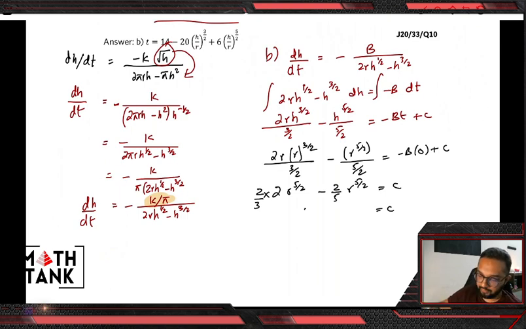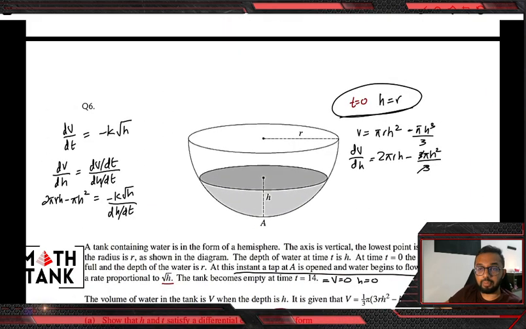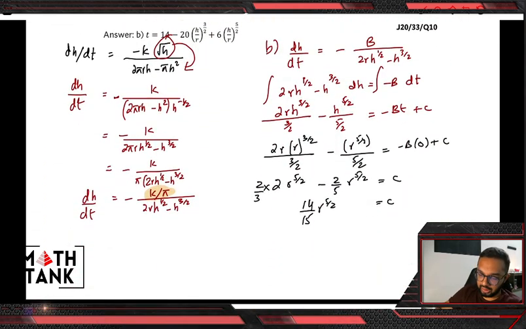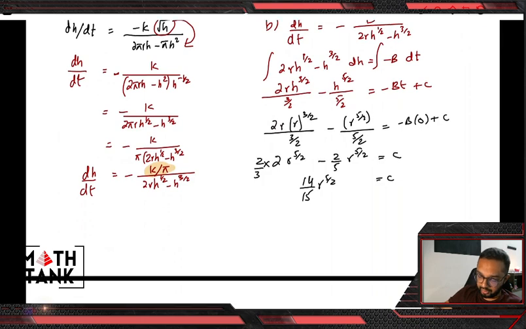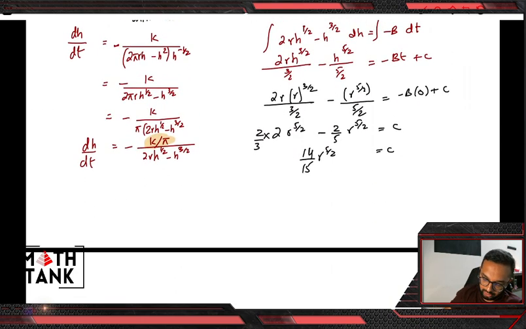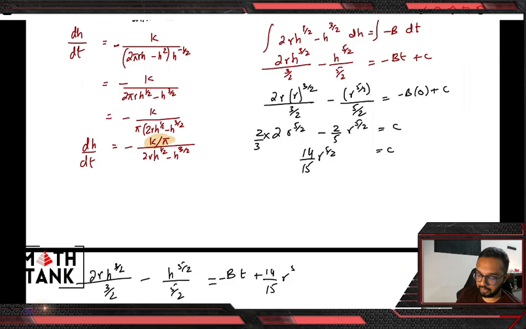If I'm doing this correctly, 14 over 15, r power 5 over 2. Now remember that r is a constant because it's the radius of the bowl. That's not changing. It's the height that's changing. So that's something that you need to be aware of. Then taking this to the next page, 2r h power 3 over 2 over 3 over 2 minus h power 5 over 2 over 5 over 2 equals minus bt plus 14 over 15 r power 5 over 2.